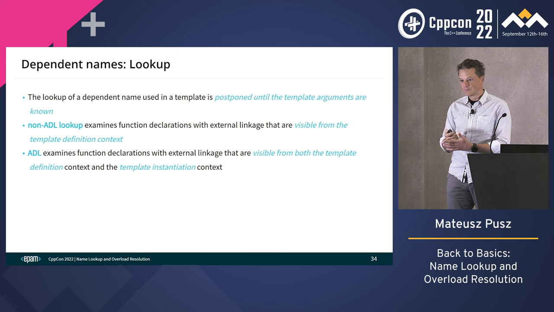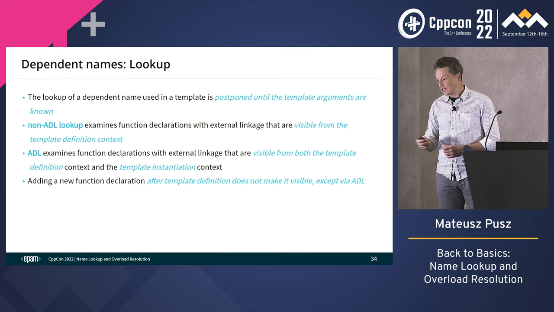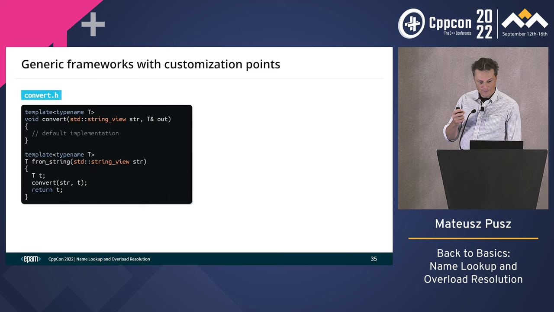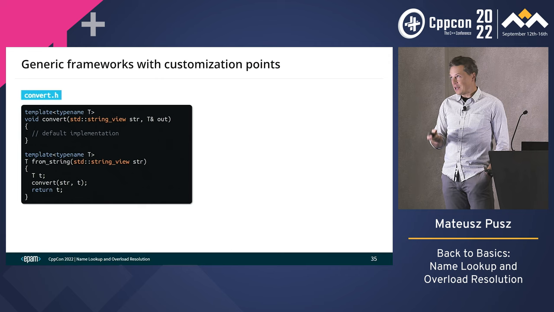Adding a new function declaration after template definition does not make it visible except via ADL, and taking, of course, a dependent name as an argument. This is something that we use often, or actually in most of the generic frameworks, right?